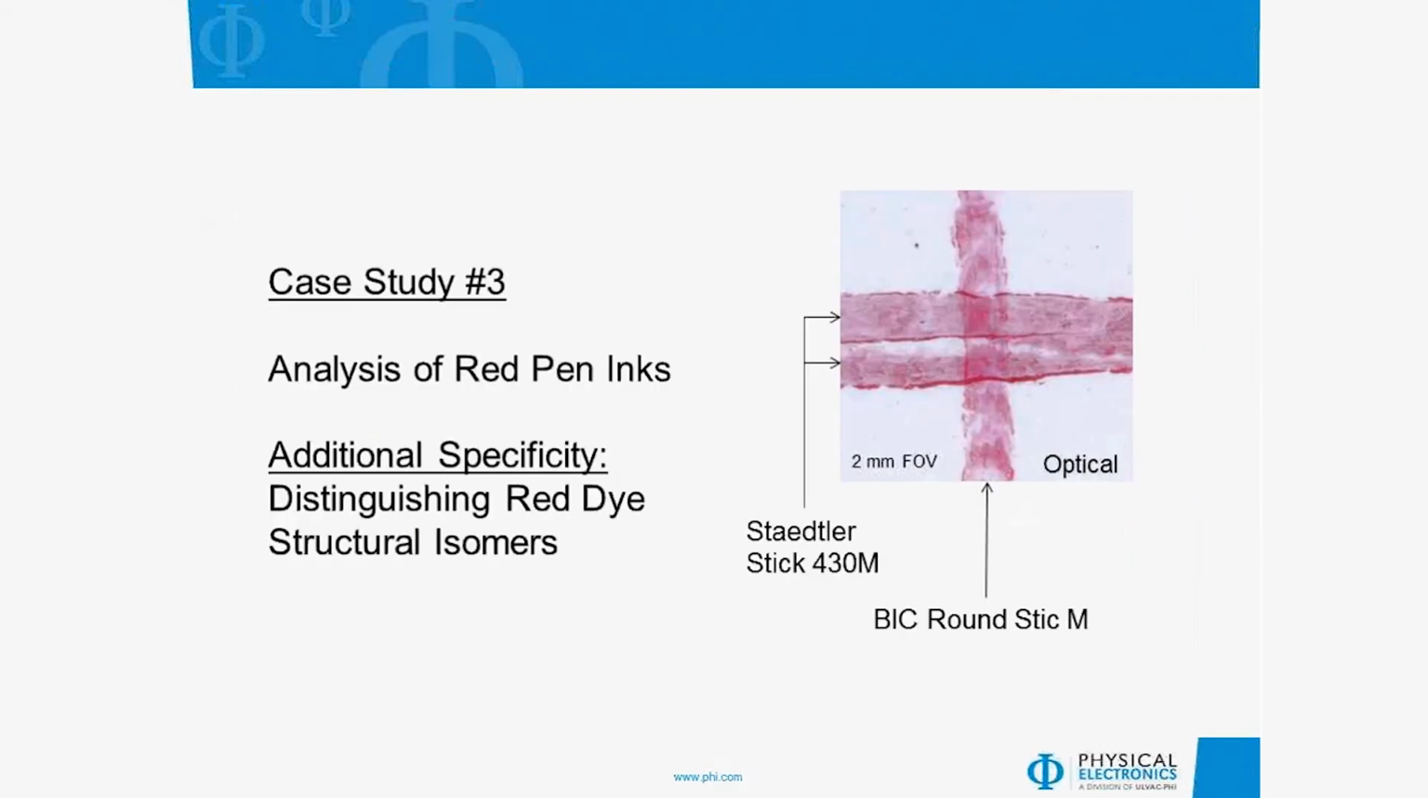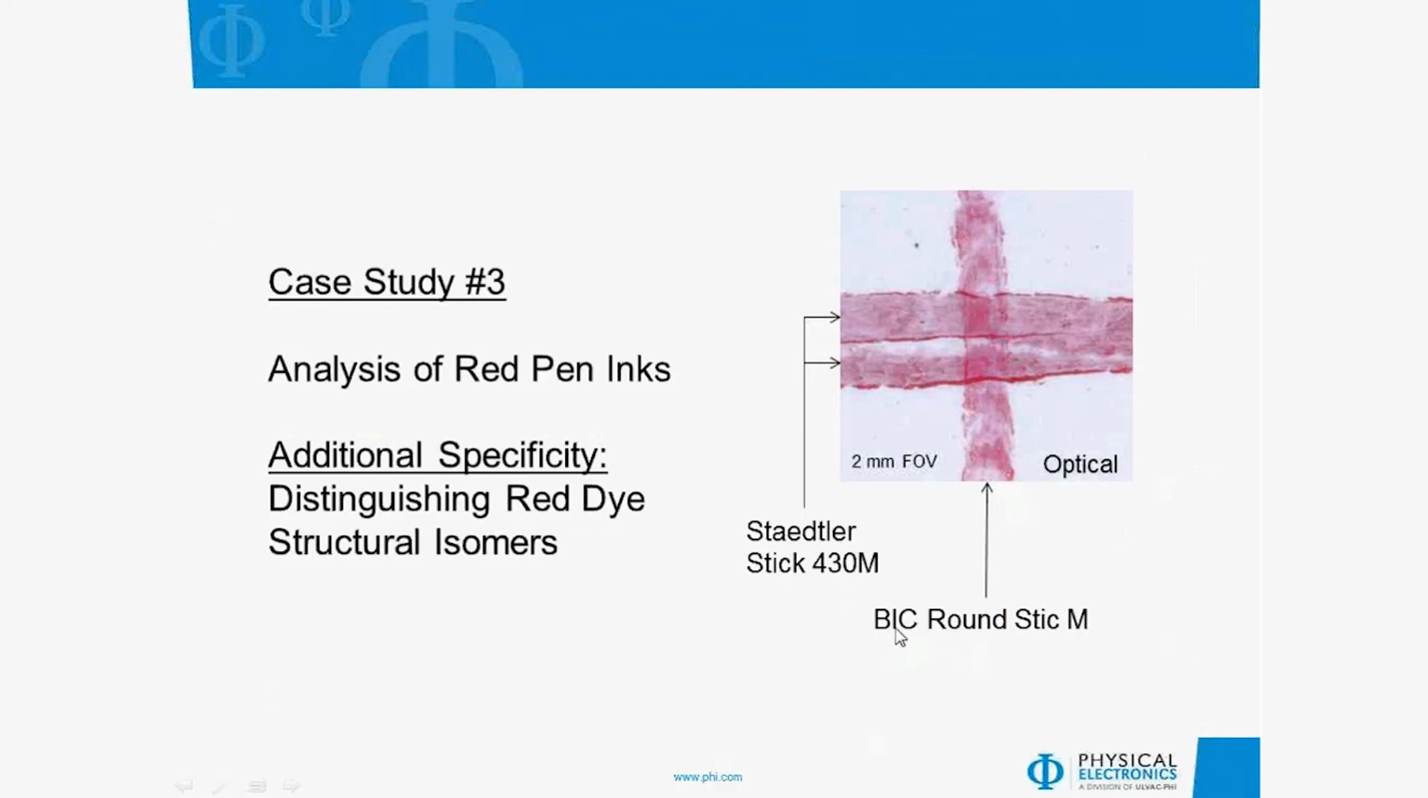Okay, case study number 3. Here, what I'm going to move on to is where MS-MS has added some specificity to our assignment beyond what was possible with just standard TOF-SIMS. And in this case, we were identifying the inks, the dyes from red pen inks. So shown here was a sample white paper where one red pen was marked in a vertical direction, and then a different red pen was marked in a horizontal cross.